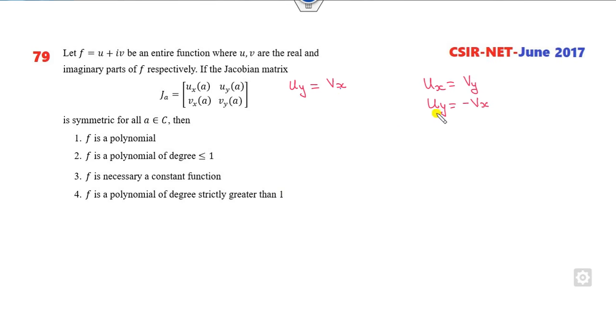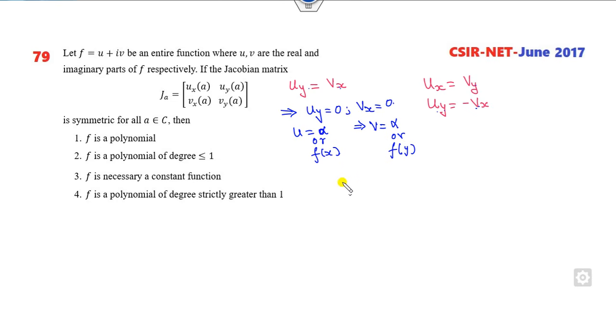Uy is minus of vx, so both are the same and it's negative also. So what is the meaning of that? Uy will be 0, vx will be 0. Fine. So it means v is a constant or a function of y, u is a constant or a function of x. That is the only purpose of that. Now if v is a function of y, so the derivative, and u is a function of x, that's true. Both may be constant, both may be 0.